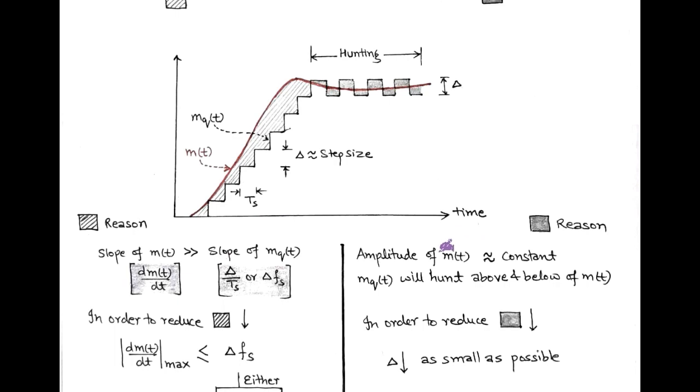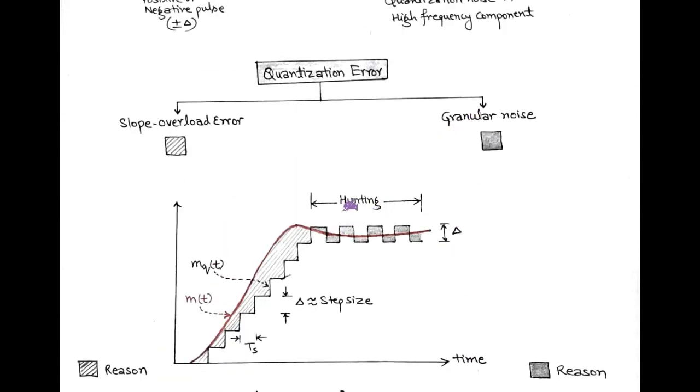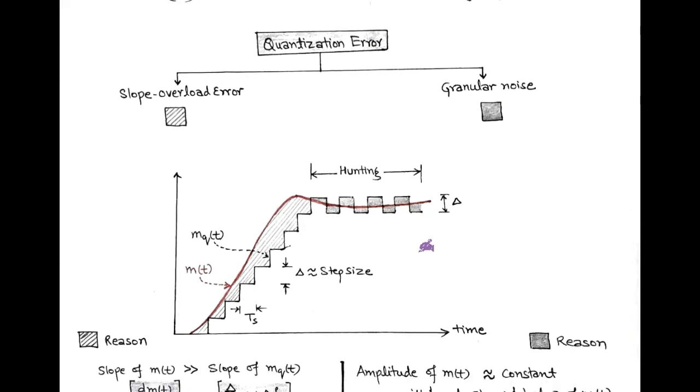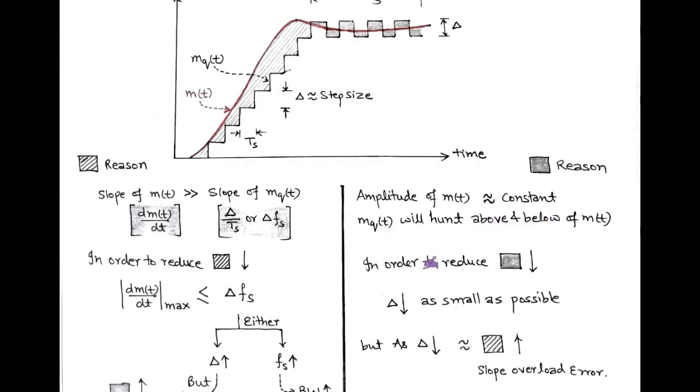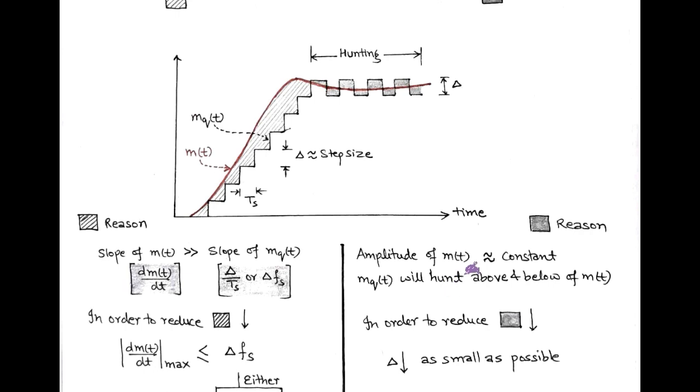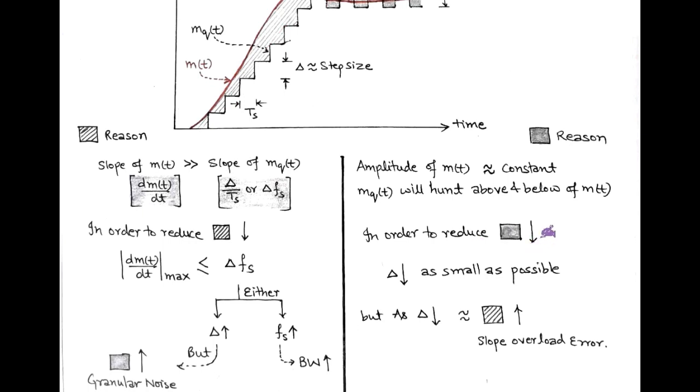The second quantization error is called granular noise. The reason for granular noise is that when the amplitude of modulating signal m(t) remains constant for a period of time t, in this situation the quantized version mq(t) is hunting above or below the modulating signal m(t). And this hunting process introduces granular noise. In order to reduce this granular noise, step size must be as small as possible.